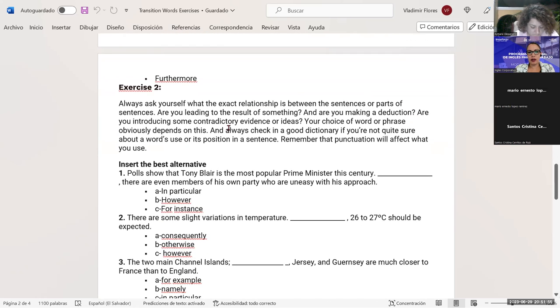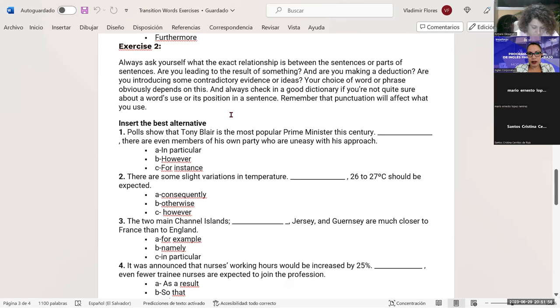It says, always ask yourself what the exact relationship is between the sentence or parts of a sentence. Are you leading to the result of something? Are you making a deduction? Are you introducing some contradictory evidence or ideas? Your choice of word or phrase obviously depends on this. And always check in a good dictionary if you are not quite sure about the words used in this position in a sentence. Remember that punctuation will affect the use. Okay, that is like a tip.